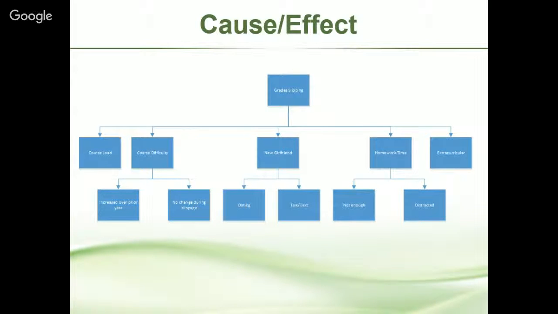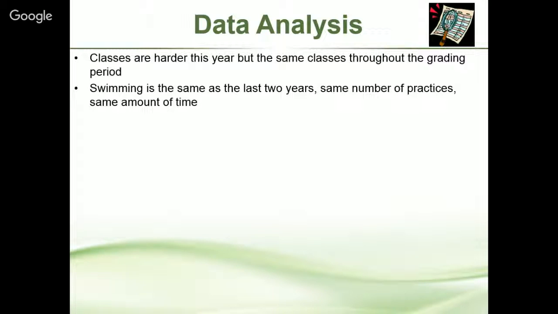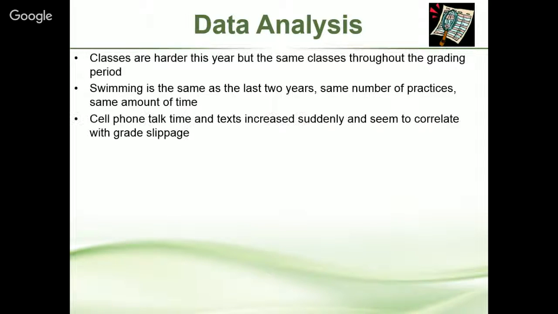Some days it's hard to get started. So here's the homework time, not enough or distraction, and then extracurricular activities is just swimming. And so that's what we're looking at. So we're starting to see where this trend is going. So we do our data analysis. The classes are harder this year, but they haven't changed grading period to grading period. So that doesn't explain the change. Swimming is the same number of practices, same amount of time. But the cell phone talk time and text increased suddenly, and they're correlating.